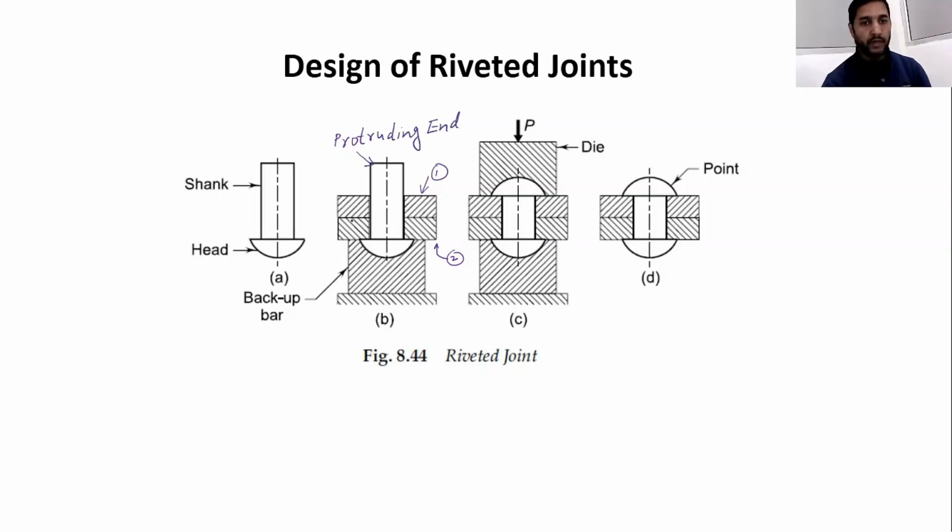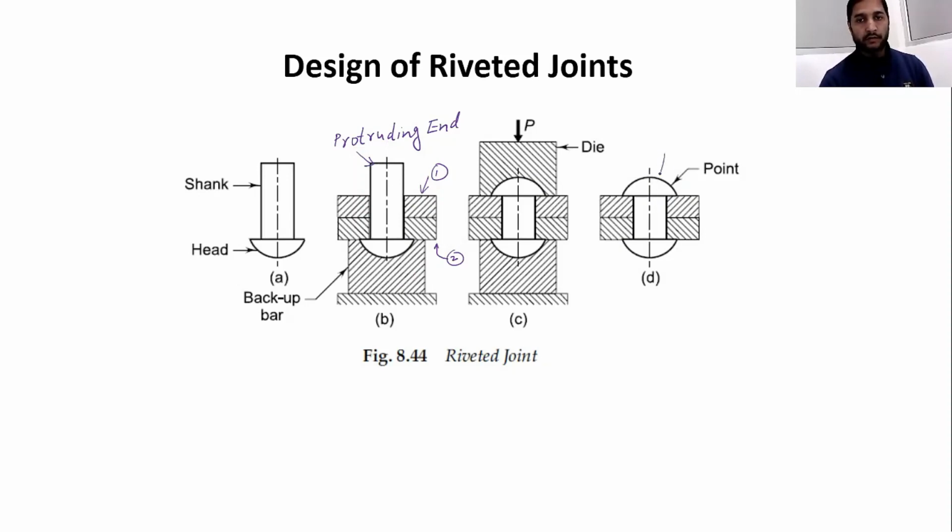Now we will make this protruding end just like the closing head. How? We apply a force on this protruding end either by hand riveting or by machine riveting. This protruding end will take the shape of the die, and finally it will become a riveted joint, as you can see here.